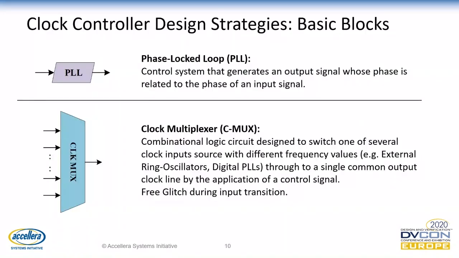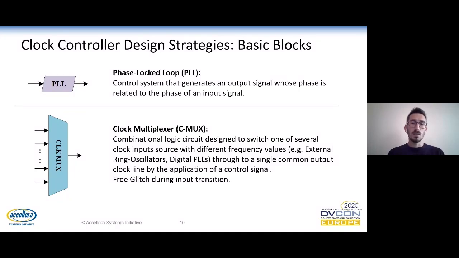Before going there, let's talk about the basic blocks that every clock controller unit generally has. We have a PLL, a phase locked loop cell, which is used to generate different frequencies on its output, and generally those are controlled through software, and the output clock depends on the phase of the input clock. Another important basic block is the clock multiplexer. This block is widely used to perform the DFS, the dynamic frequency scaling.